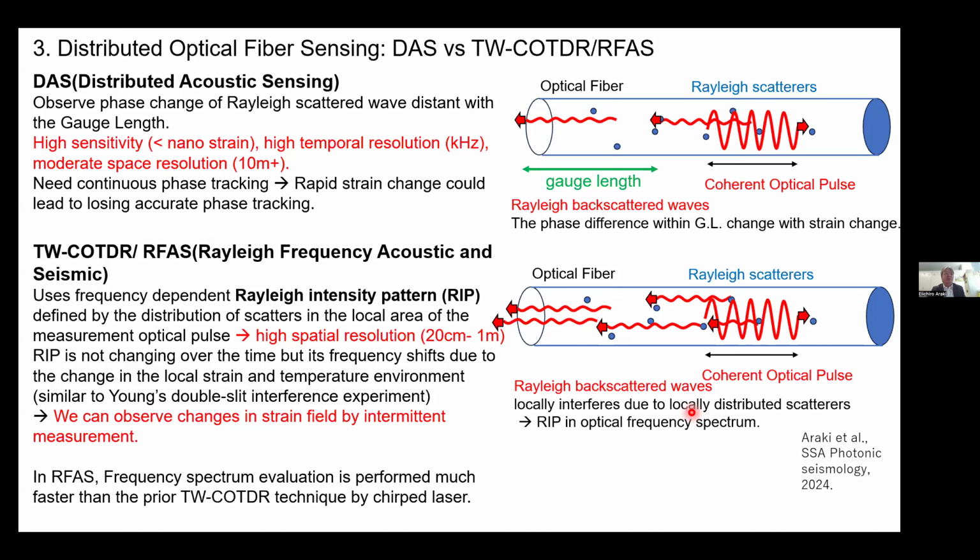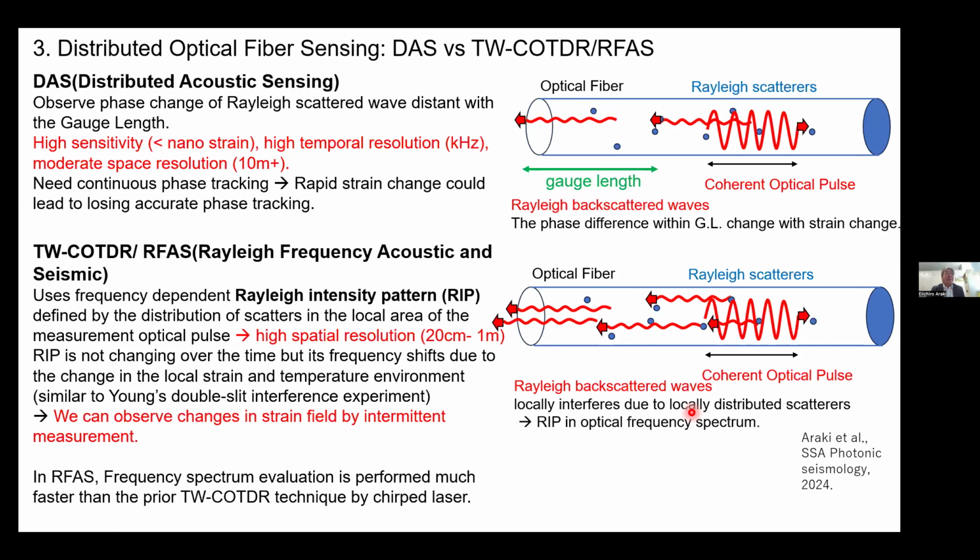In contrast to DAS, which detects optical phase differences between scattered waves separated by a certain gauge length, and lacks a deterministic phase at each location, TWCO-TDR offers a more stable reference. One of the key issues with that is that even a single-phase tracking error can lead to significant inaccuracies in long-term observations.